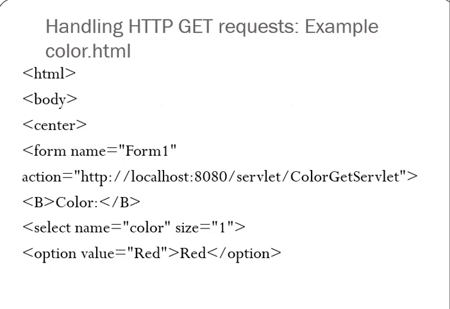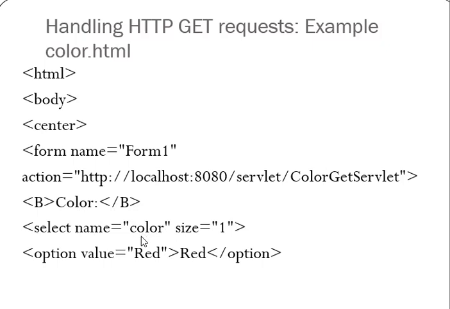Let us say this is a color.html web page. In this web page, we have a web form. The name of the form is form1, and the action is the localhost GetColorServlet. So GetColorServlet is the name of the servlet where the action will be forwarded. There is a bold tag Color, and a select tag is utilized over here. The name of that select tag is color.